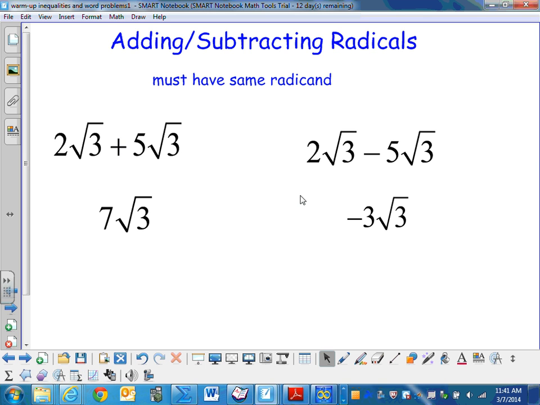The same applies to subtraction. 2 times the square root of 3 minus 5 square roots of 3 results in negative 3 square roots of 3.